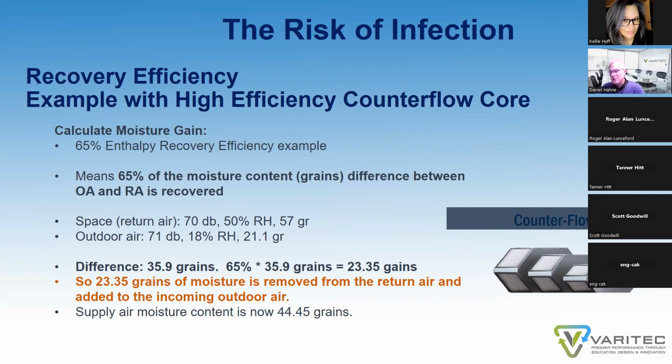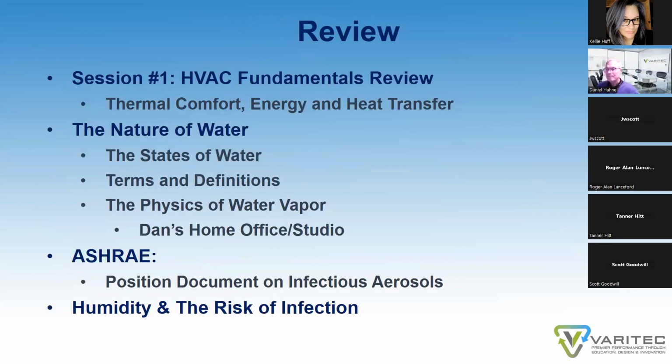And this particular sample shows a latent gain of 23.35 grains of moisture back into the supply airstream that otherwise would have been exhausted from a building without this technology. So that's, if you will, free rehumidification that is available in the industry using newer technology during our driest times of year, and will also reduce the latent load during our monsoon conditions, making HVAC systems more efficient.